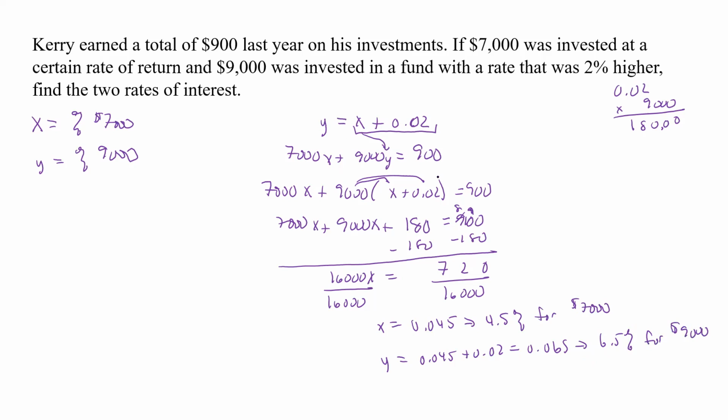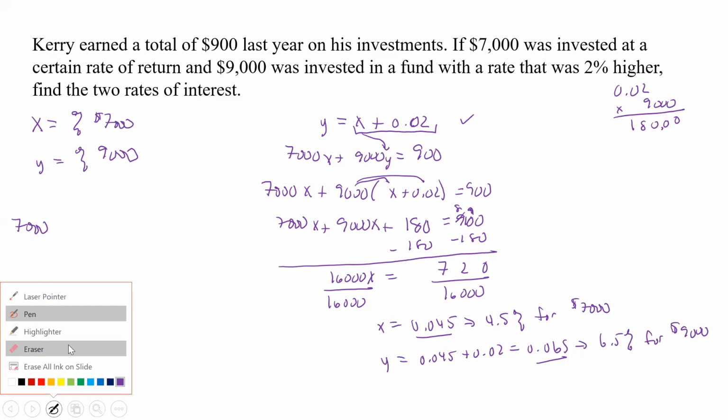Okay. So now we've got to test. Y is x plus 0.02. Again, we have to convert it back into decimal, so that's why we're going to leave it with our decimal forms here. So 0.045 plus 0.02 is 0.065. The first one checks. What about the second one? Well, now we're going to take 7,000 times x. X was 0.045. We should have written it the other way around first.